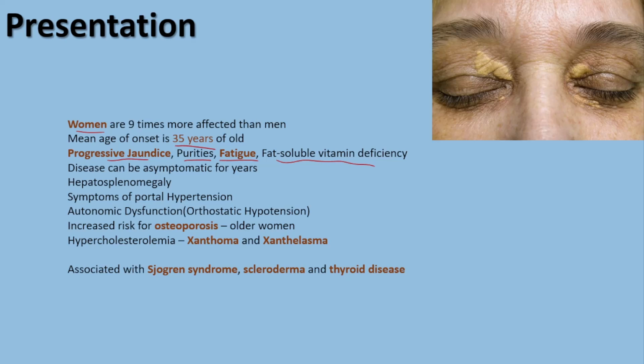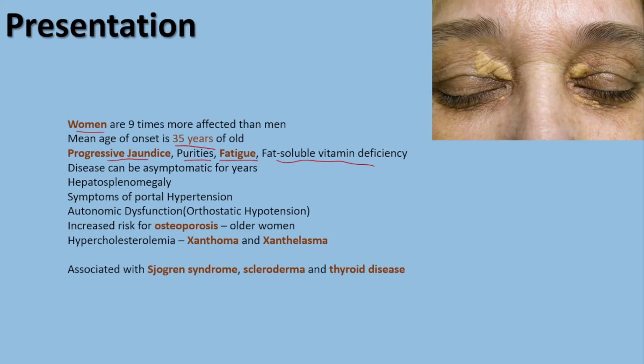We have vitamin D. Vitamin D is important for bone restoration. So when patients have vitamin D deficiency, they will have hepatic osteodystrophy and osteoporosis, and they are at risk for bone fractures. We have vitamin E, whose deficiency will lead to dermatitis, and also vitamin K deficiency, which leads to bleeding and easy bruising in primary biliary cirrhosis.